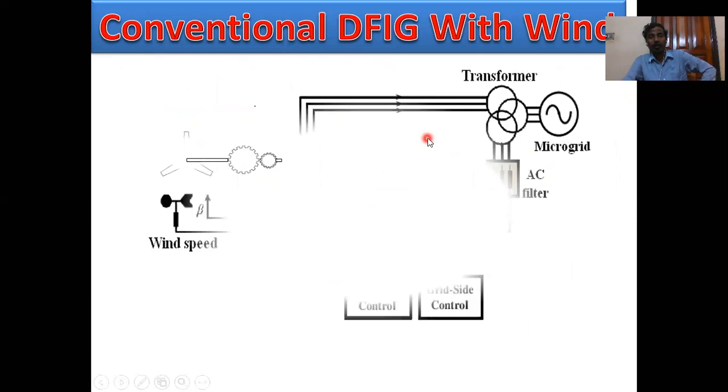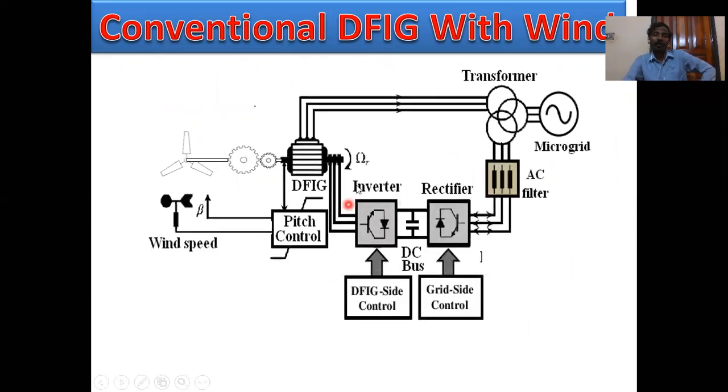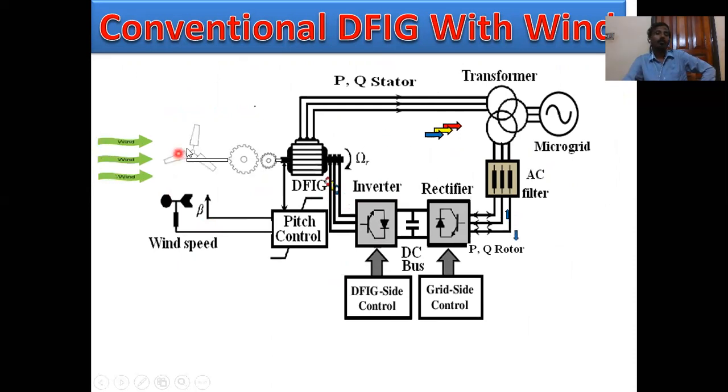And conventional DFIG with wind. This is the configuration, conventional DFIG with wind. In the wind section, this is the turbine blade, and this is the gearbox, and this is the wound rotor induction generator.